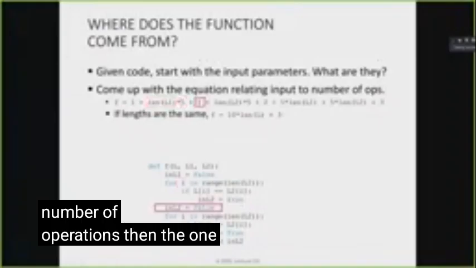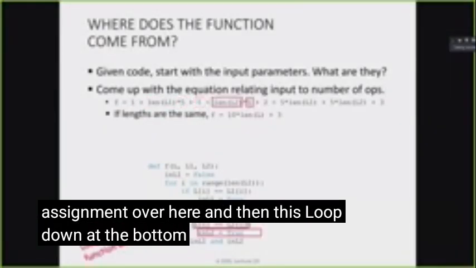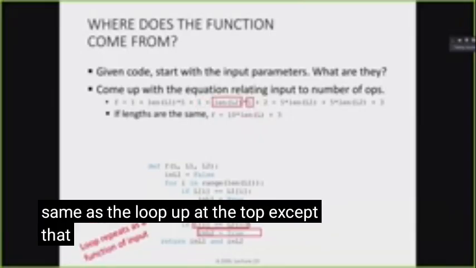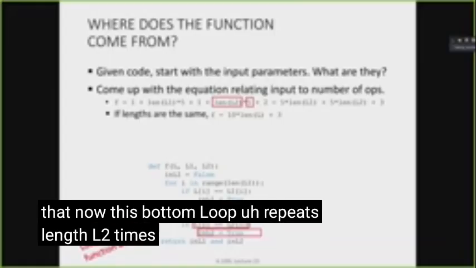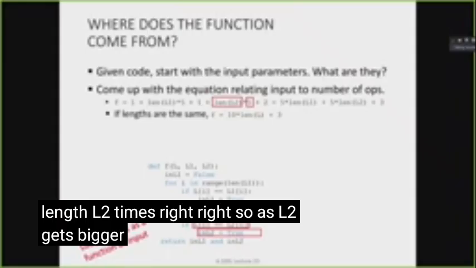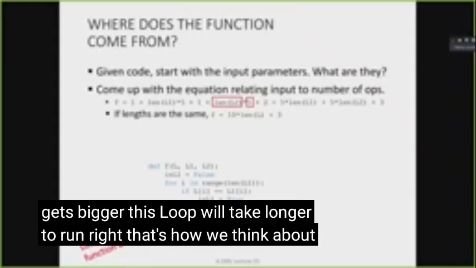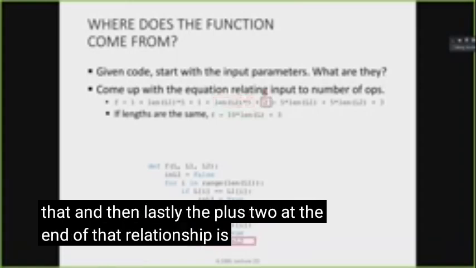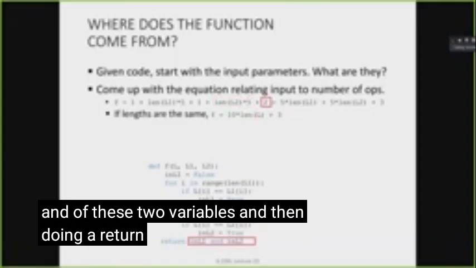Then the one here is this assignment over here. And then this loop down at the bottom is exactly the same as the loop up at the top, except that now this bottom loop repeats length L2 times, right? So as L2 gets bigger, this loop will take longer to run, right? That's how we think about that. And then lastly, the plus 2 at the end of that relationship is finding the and of these two variables and then doing a return.